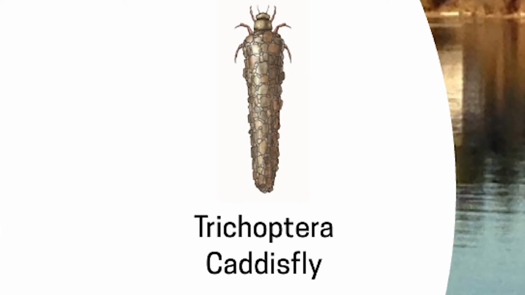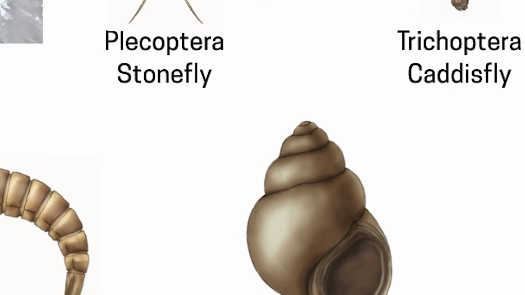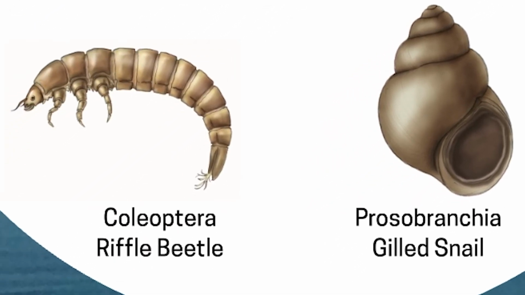Other commonly found aquatic macroinvertebrates in clean streams include riffle beetles and gilled snails. Gilled snails open toward the right, which is called dextral, as you hold them in your hand with the tip pointing up. These snails rely on gills for gas exchange, and this requires cold water with high concentrations of dissolved oxygen.